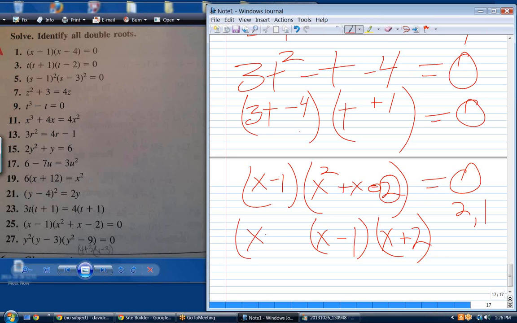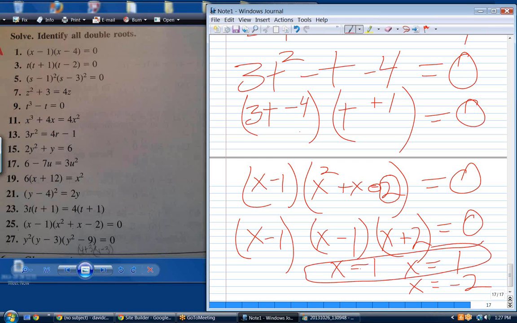Okay, so now this is what we were looking at. And now what is my solution? X equals +1, +1, and -2. Identify all double roots. Okay, so there's your double root. That's what they mean by double root. That's called multiplicity of 2. In other words, there really are 3 solutions to this equation. It's x equals -2 is 1, and x equals 1 is another with a multiplicity of 2.